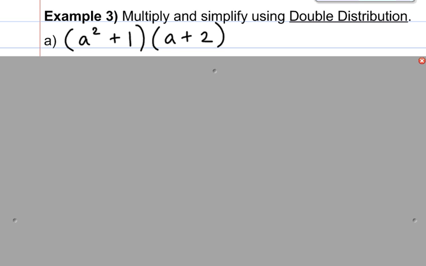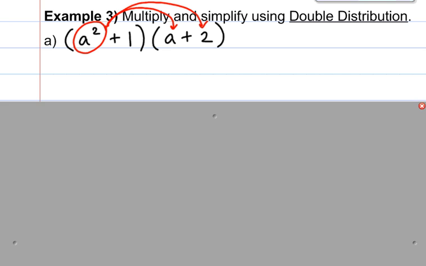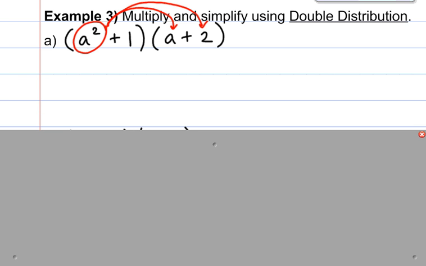What I like to do is look at my first parentheses and the first term in the first parentheses. Okay, so I'm going to ignore the 1 for a second. That a squared is going to skip over into the next parentheses, and it's going to distribute into those 2 things inside the second set of parentheses, just like we did with the first 2 examples. So again, I'm going to ignore the 1 for now, and I'm going to distribute that a squared. So a squared times a would be a cubed. Then a squared times 2 is plus 2a squared. All right, so that's the first step.